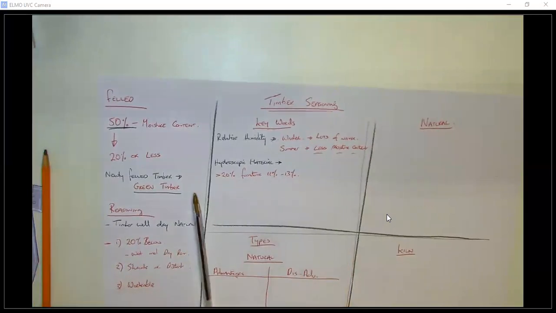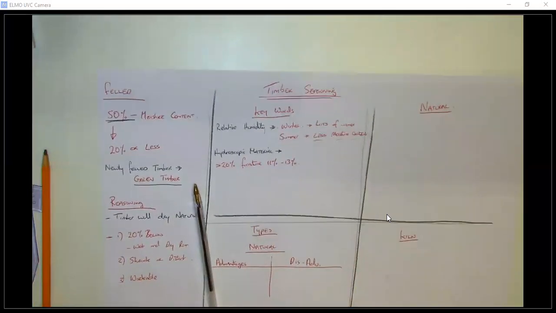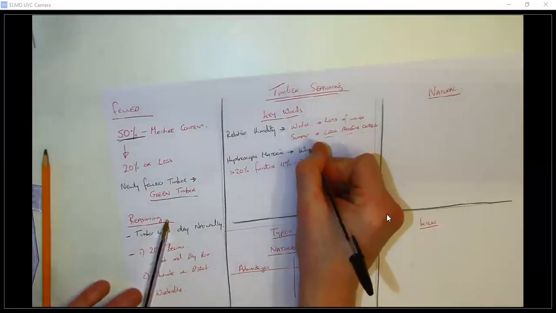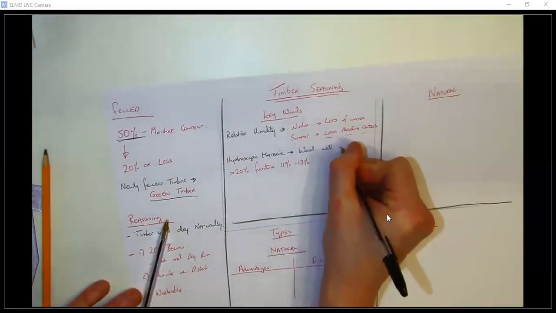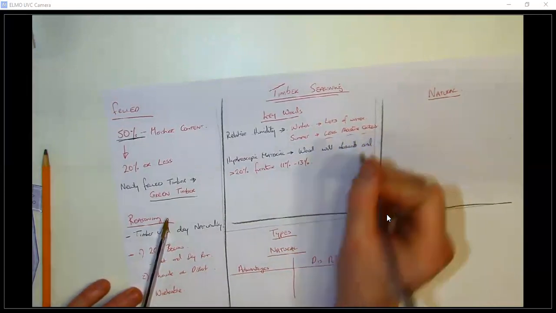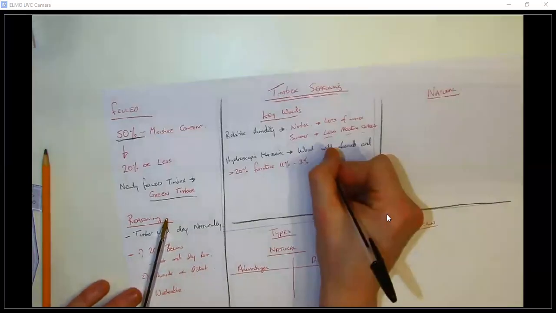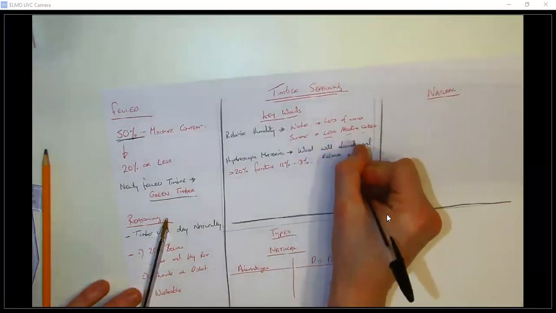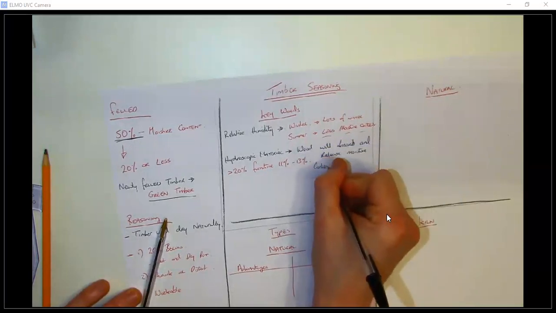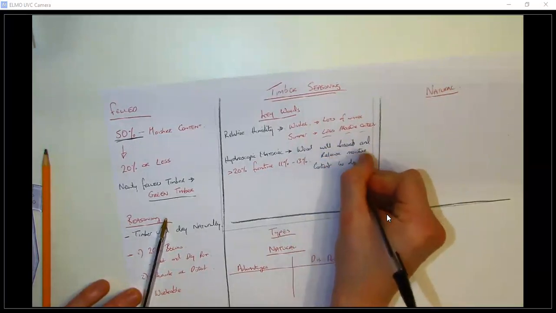Okay, so if we were to give a quick definition of a hygroscopic material, I'm just going to say that the wood will absorb and release moisture content in different environments.